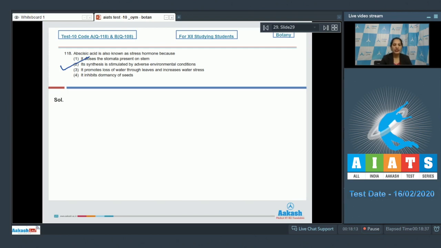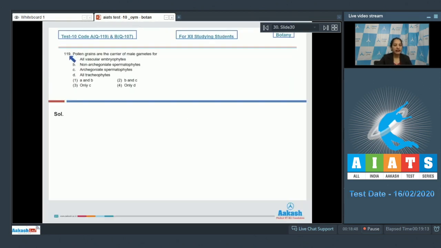What about the other options? It closes the stomata present on the stem. No, rarely can stomata be seen on the stem. Third one, it promotes loss of water through leaves and increases water stress. No, it tries to reduce the water stress by closing the stomata on the leaves. Fourth one, it inhibits dormancy of seeds. No, it promotes the dormancy of seeds. So the correct option for the given question is option number 2. Let's move to the next question.